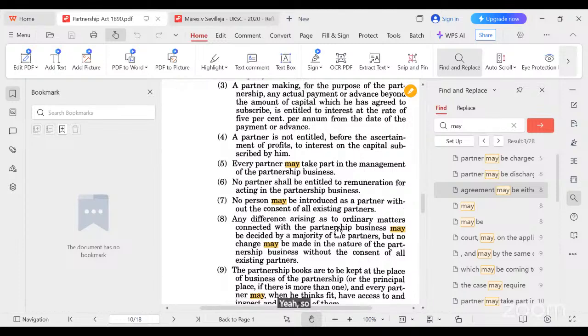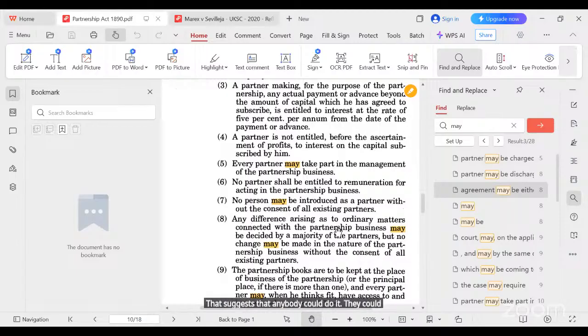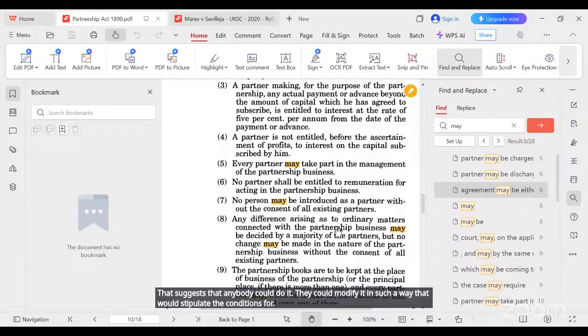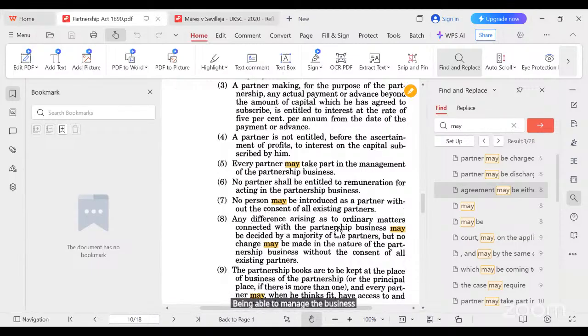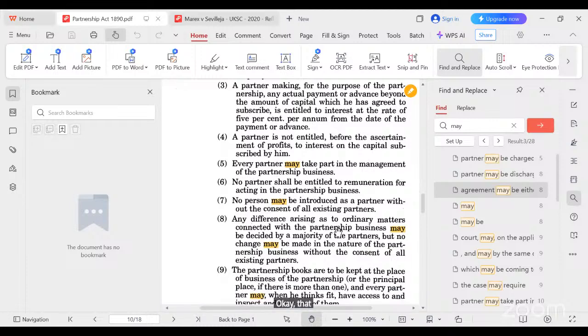Yeah, so I wanted to add that even though this statement is an enabler, that suggests that anybody could do it. They could modify it in such a way that will stipulate the conditions for being able to manage the business, probably setting a board for appointing the person and some qualifications the person may have, so that it won't be too open-ended to be problematic or cause issues in the future. Okay, that's also a good contribution for balance.